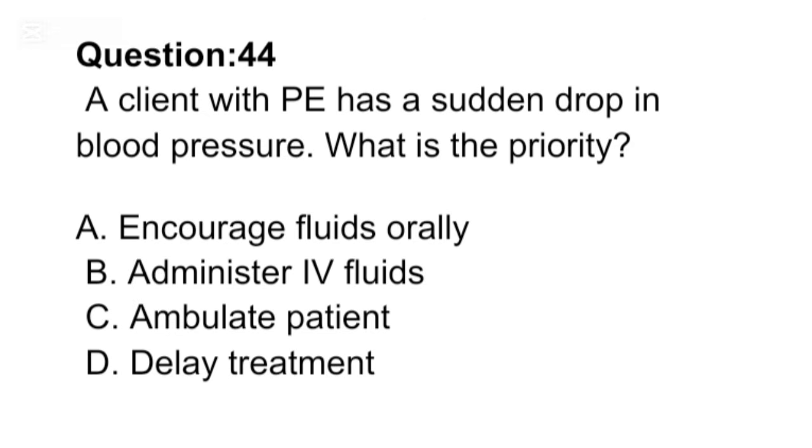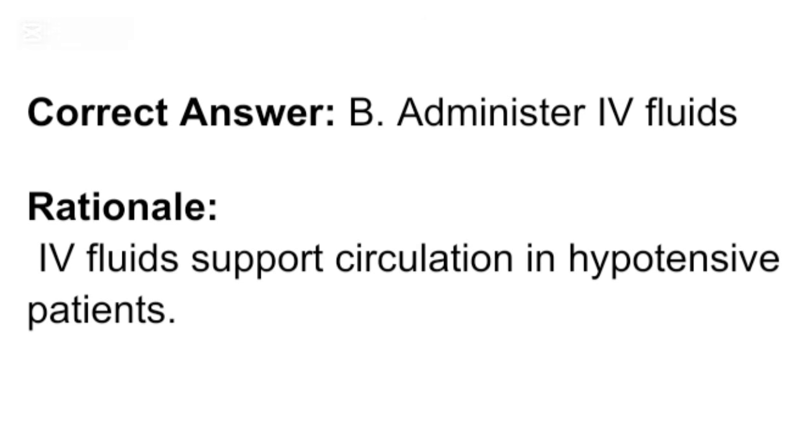Question 44. A client with PE has a sudden drop in blood pressure. What is the priority? A. Encourage fluids orally. B. Administer IV fluids. C. Ambulate patient. D. Delay treatment. Correct answer, B. Administer IV fluids. Rationale. IV fluids support circulation in hypotensive patients.